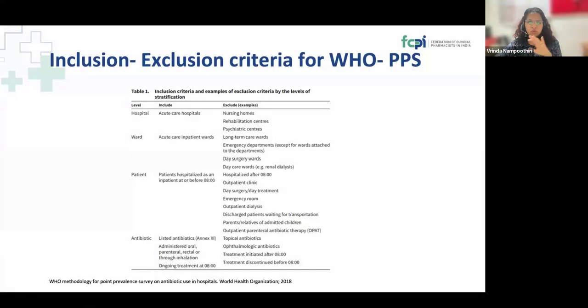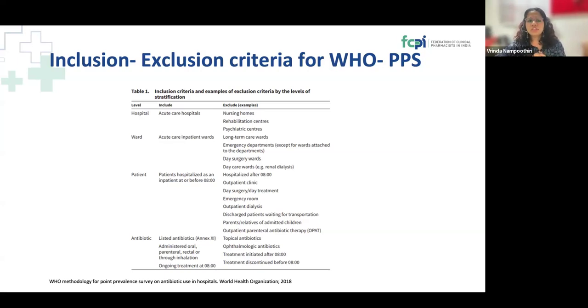So before moving into the forms, we'll just discuss the eligibility criteria. WHO has defined very clear eligibility, inclusion, and exclusion criteria at different levels. At the hospital level, this protocol is applicable only to acute care hospitals. Other facilities like, say, nursing homes and rehabilitation centers are excluded from this protocol. At a ward level, only acute care inpatient wards are included. Others such as long-term care wards, emergency department, day surgery wards, and daycare wards are excluded.